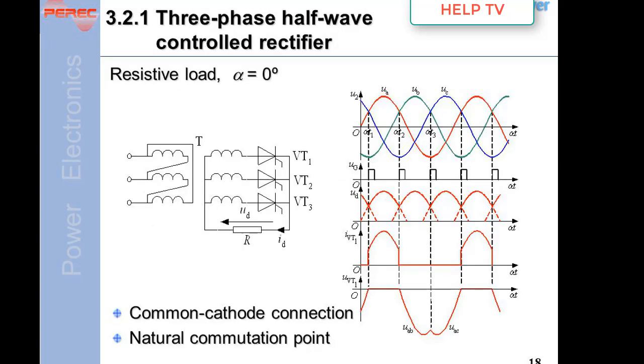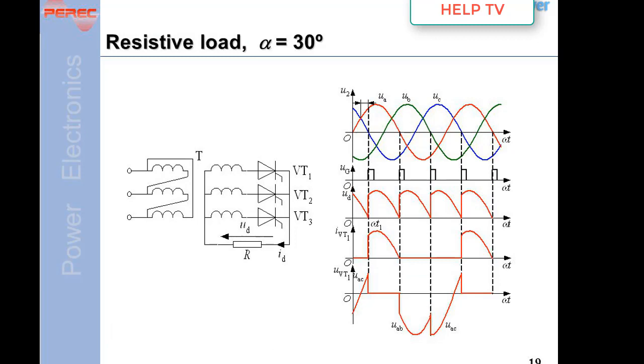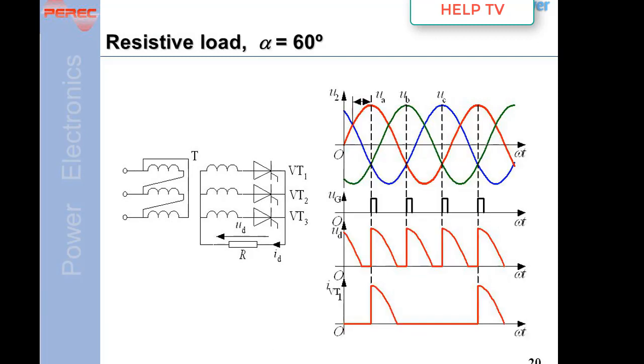3.2.1 Three-phase half-wave controlled rectifier. Resistive load, alpha equals 0 degrees. Common cathode connection. Natural commutation point. Resistive load, alpha equals 30 degrees. Resistive load, alpha equals 60 degrees.